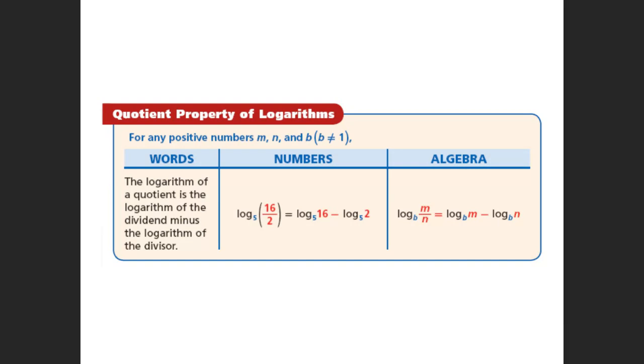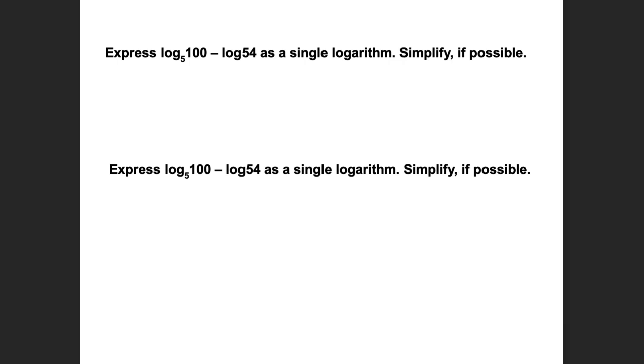Now, if there's a minus sign, we just rewrite it as, instead of multiplying these two terms together, we divide it. So that would be 16 divided by 2, or just 8.